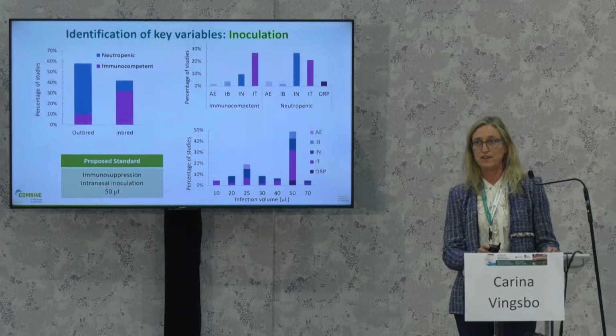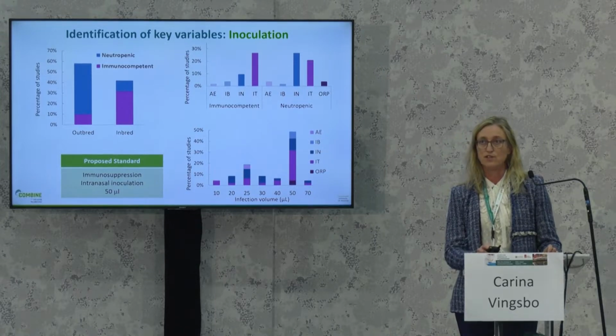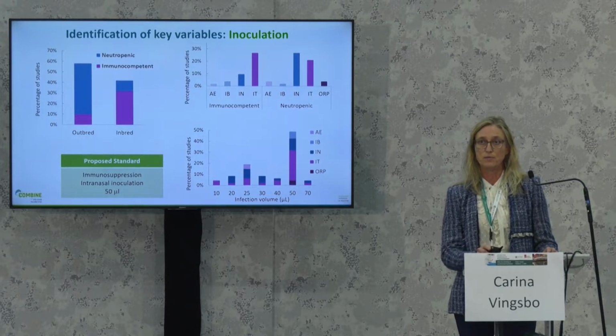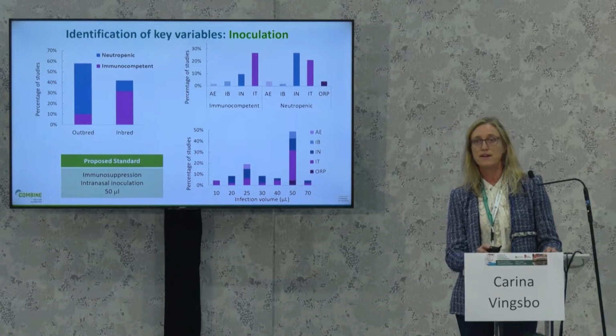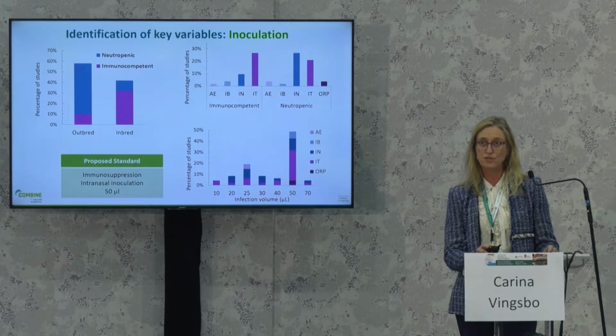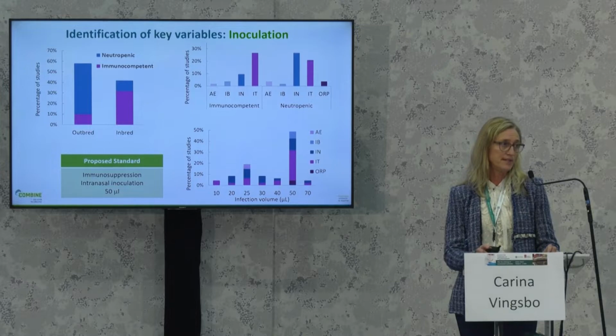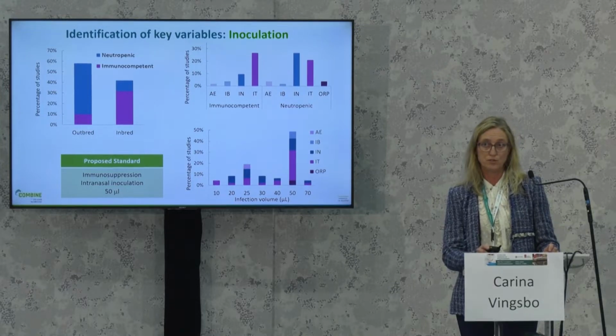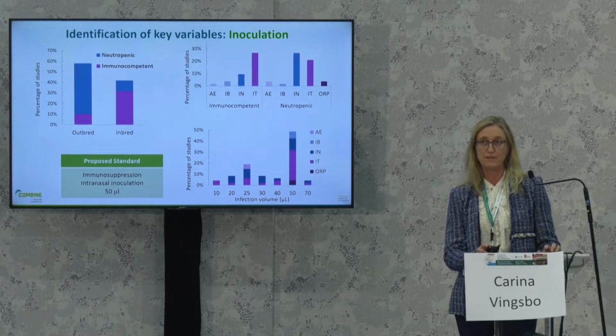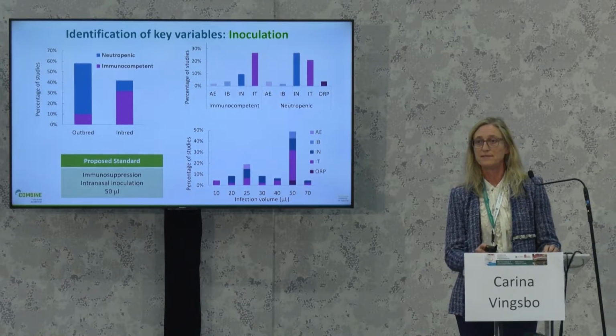Next, we looked into the variable inoculation of the mice. So there we can see that both neutropenic mice and immunocompetent mice are used. Working with outbred mice, you have a more tendency of using neutropenia, whereas inbred mice strains preferably immunocompetent mice.